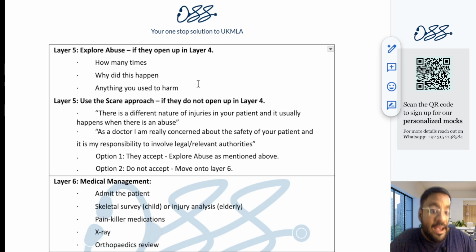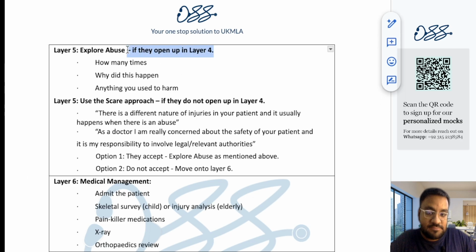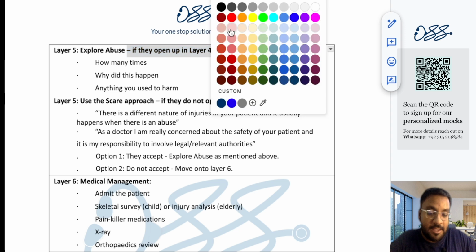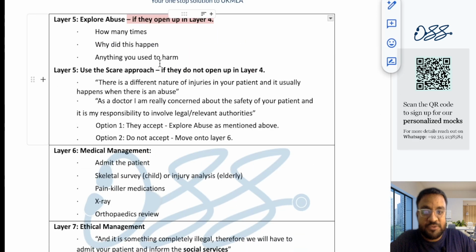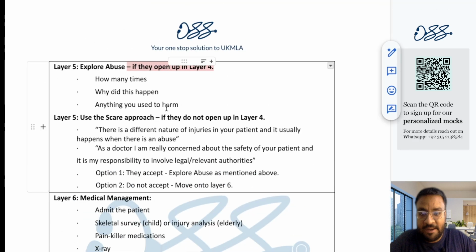This is something that is going to happen rarely, that they open up in layer number 4. It is very, very rare. But if they open up immediately after layer number 4, then you just explore the abuse. How many times has it happened? Can you please tell me why this happened? Is there anything that you used to harm Joshua? Is there any particular reason why you might be acting this way, and what are the other mechanisms you have used to harm Joshua in the past? So you can just explore the abuse.